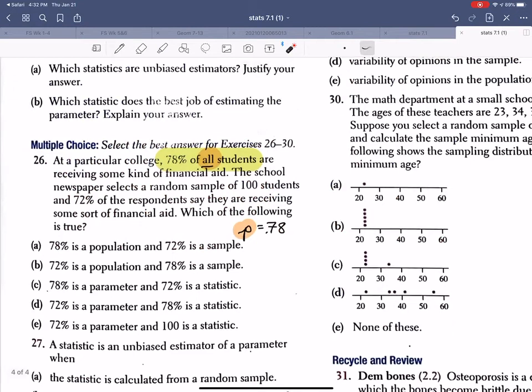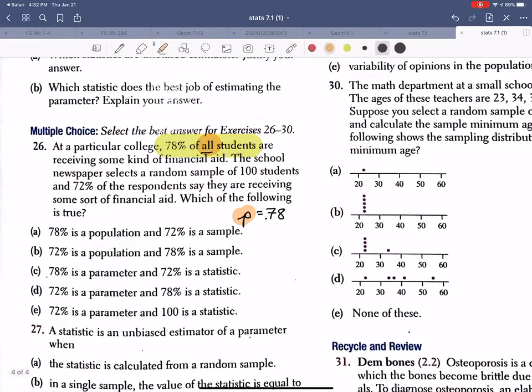So let's take a look here. Then it states the school's newspaper selected a random sample of 100 students, and in that sample, 72 out of the 100 said they're receiving some sort of aid. So that is sample data, which means it's called a statistic. So I'm looking for this: 0.78 is the parameter, 0.72 is the statistic. That is the correct answer, choice C.